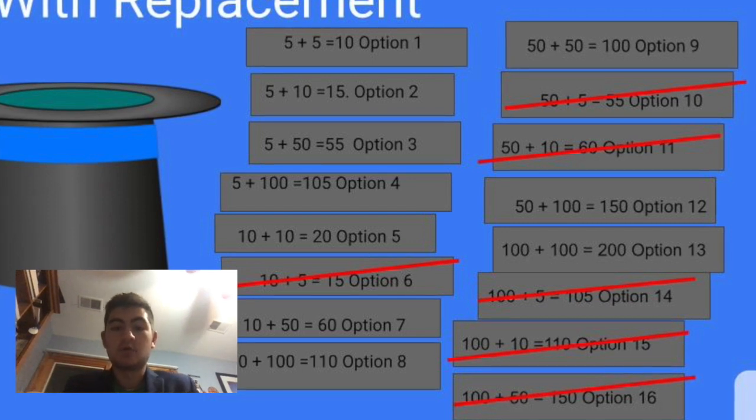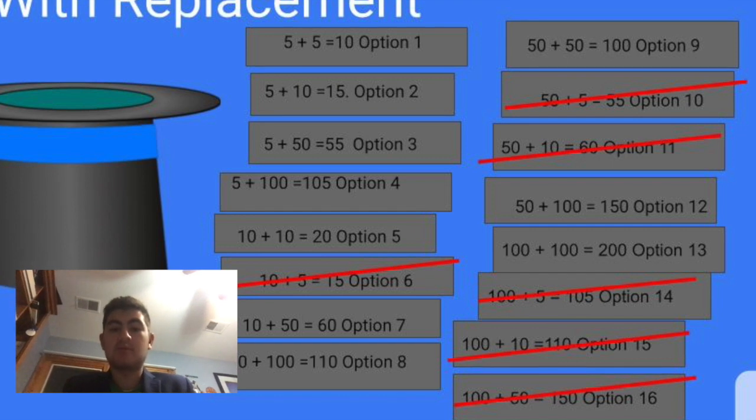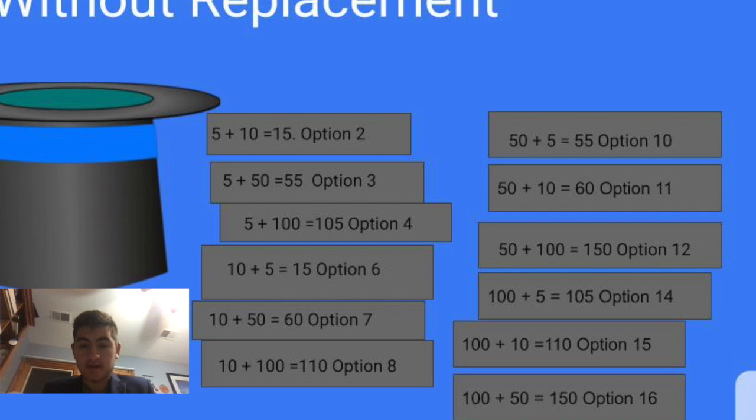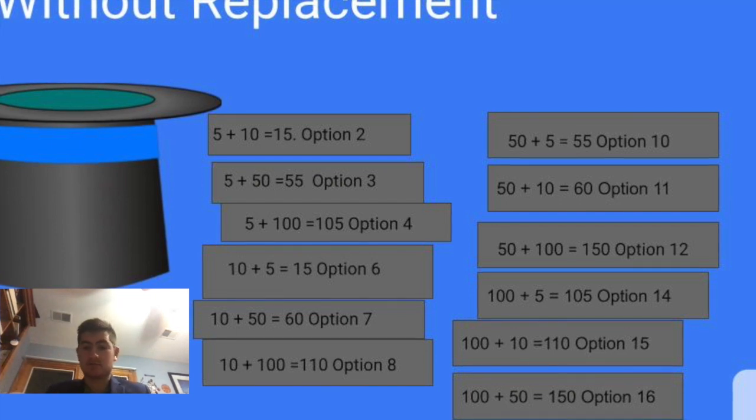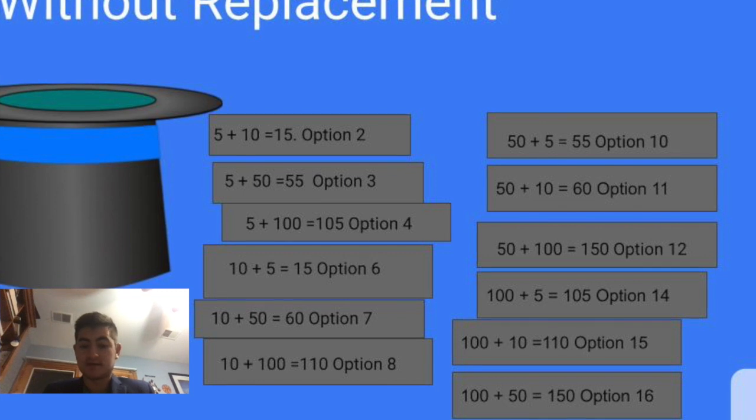So the answer with replacement of how many possible sums you can get, the answer to part A, is 10. There are 10 possibilities. Now we already figured out the answer with replacement. We're now going to be moving on to without replacement. Like I previously said in the very first video, without replacement means that once we pick a slip, it's not going to go back in. It's staying out forever. So that is without replacement.